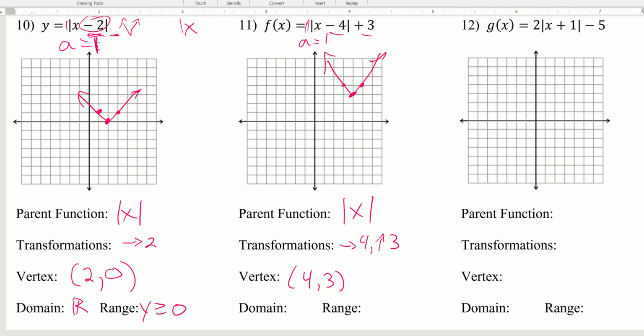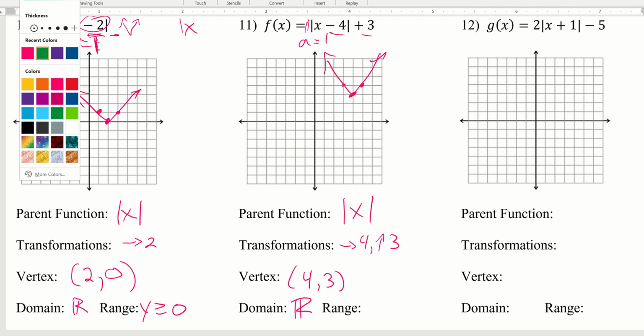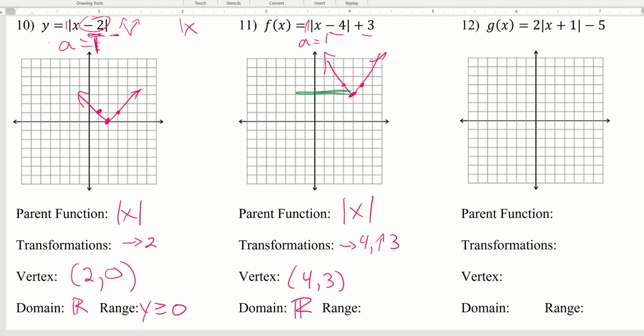Okay, how did it change from our parent function? Domain, hopefully you're kind of getting the feel for this. It's all reals, because it goes left and right forever. And now for my range, this one's a little bit tricky. It's going from here and going up, right? So my range is y is greater than or equal to 3.